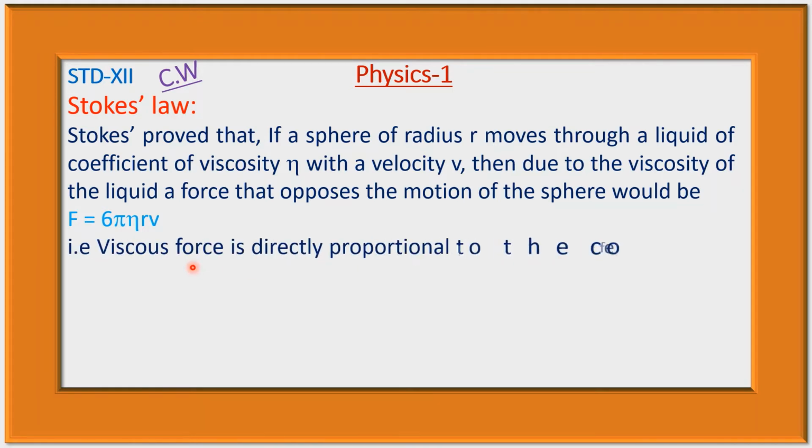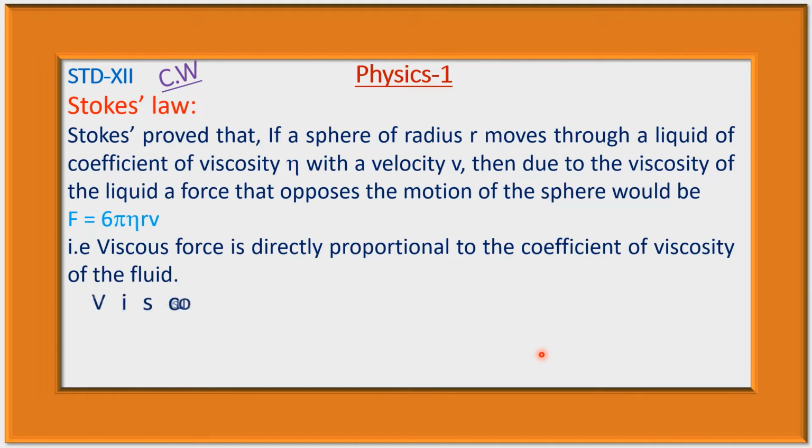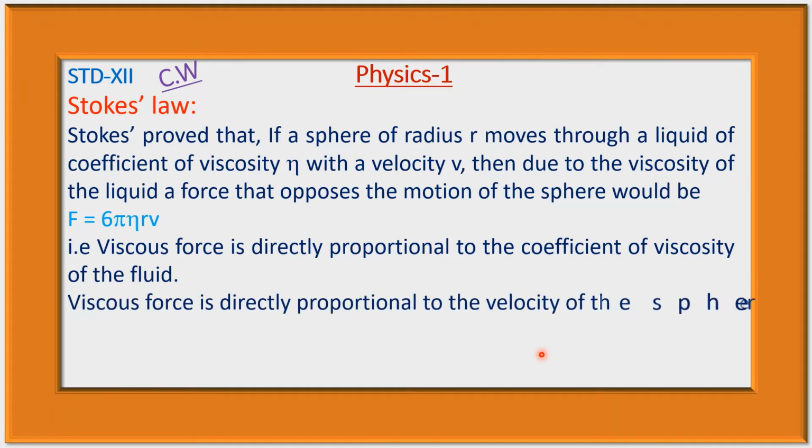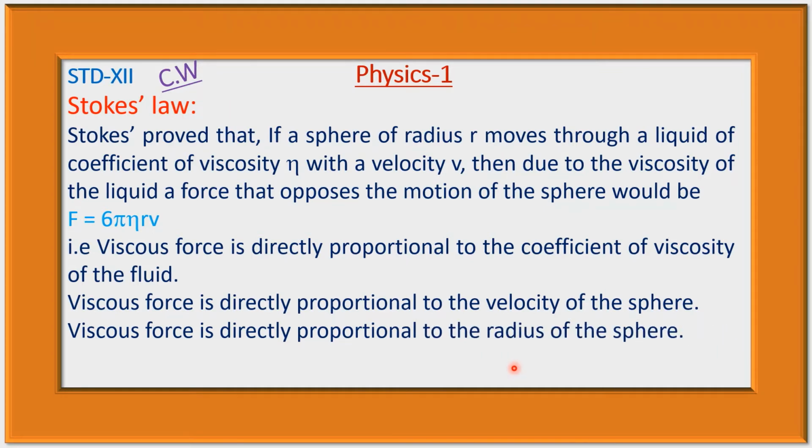That is, viscous force is directly proportional to the coefficient of viscosity of the fluid, directly proportional to the velocity of the sphere, and directly proportional to the radius of the sphere. Here F is the viscous force, and 6 pi is a constant. So F is proportional to eta, F is proportional to r, and F is proportional to v.